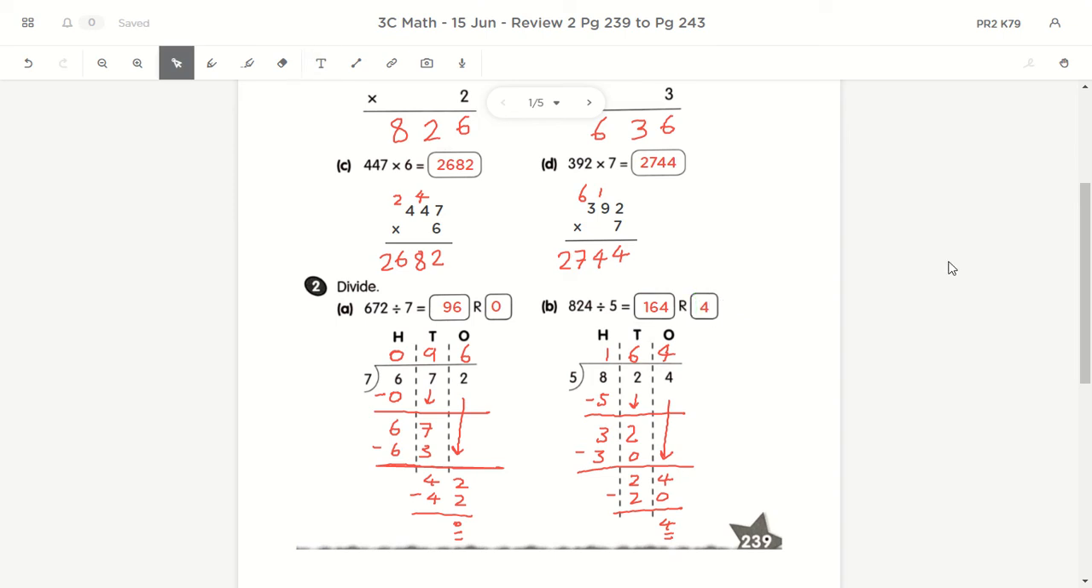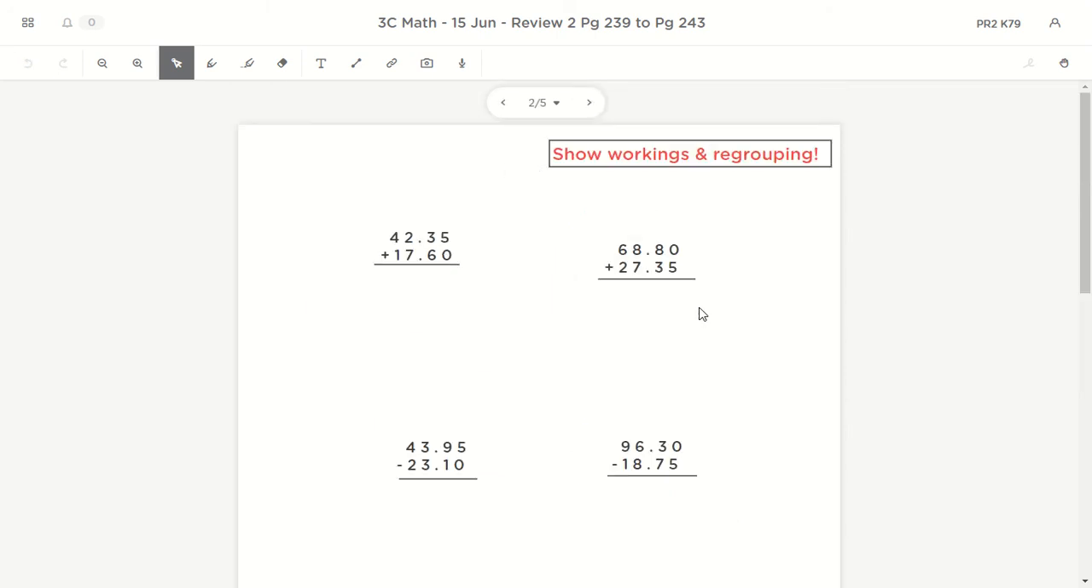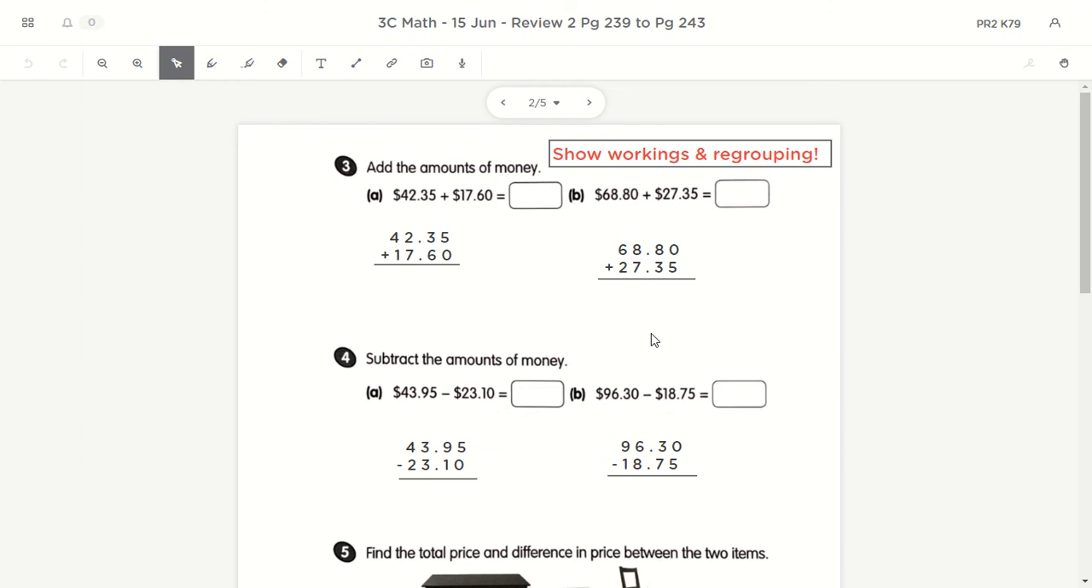Right, so quite straightforward, nothing much, as long as you know what to do. As long as you have learned well since term 1, this should be nothing difficult for you to do. So let's go on to page 2, second page. Alright, so the first part is plus, so let's quickly get this done.